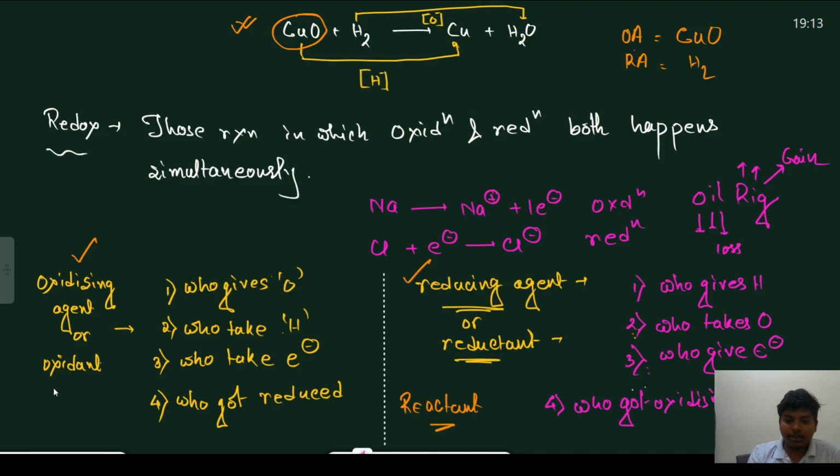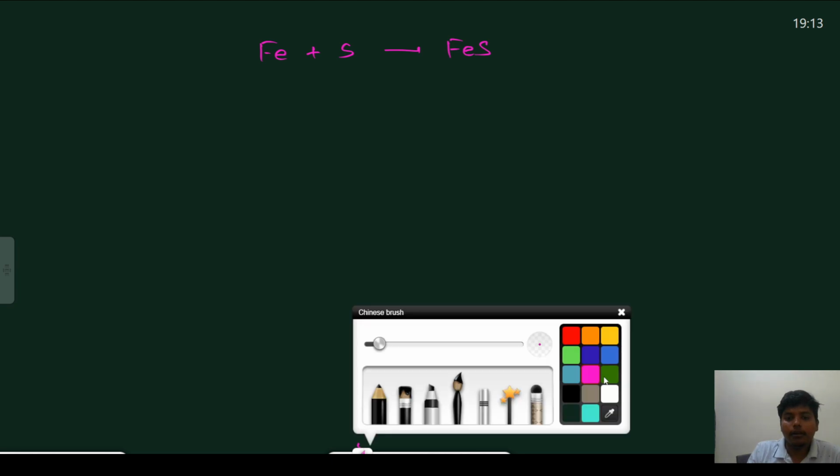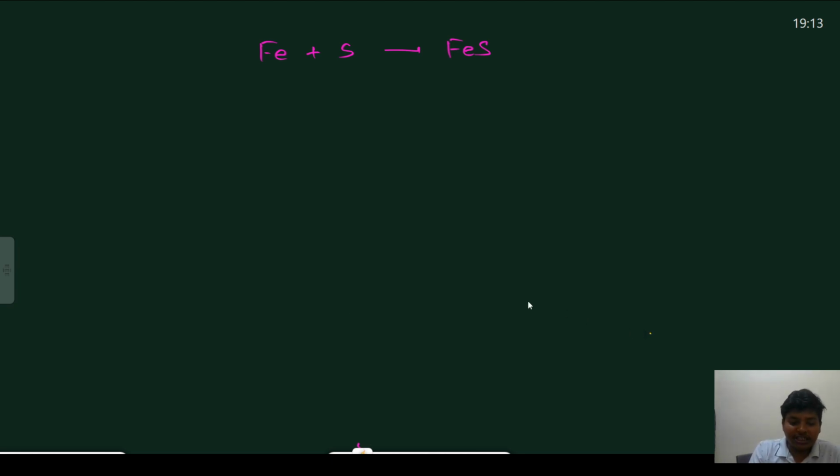So I'm giving a reaction. You have to tell me which one is oxidation, which one is reduction, which one is oxidizing agent, and which one is reducing agent. Clear? So the reaction is iron plus sulfur giving iron sulfide. Then oxidation reaction, reduction reaction, and oxidizing agent, reducing agent.